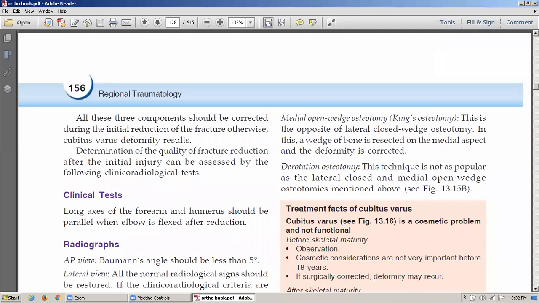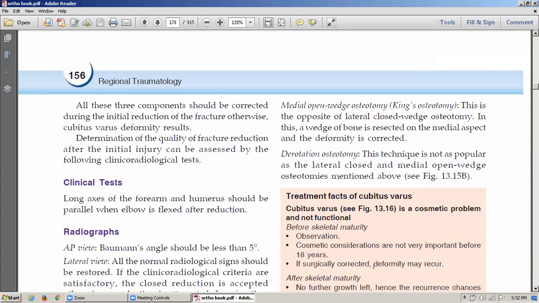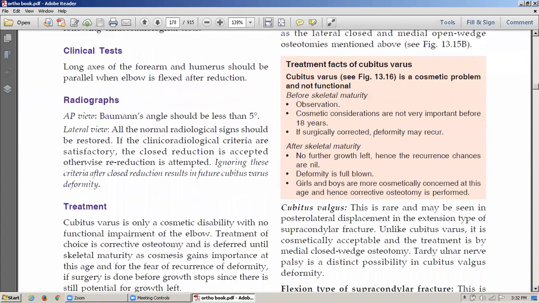So regarding treatment, the fact is cubitus varus is a cosmetic problem and not functional. So before skeletal maturity, observation is necessary. Cosmetic considerations are not very important before maturity, and if surgically corrected, the deformity may recur. After skeletal maturity, there is no further growth left, and hence the chances of recurrence are nil.